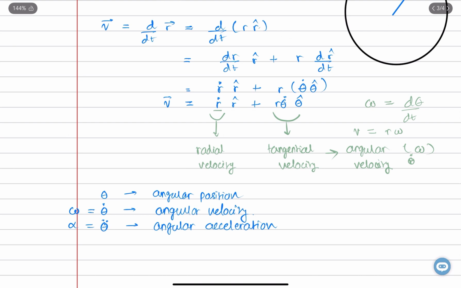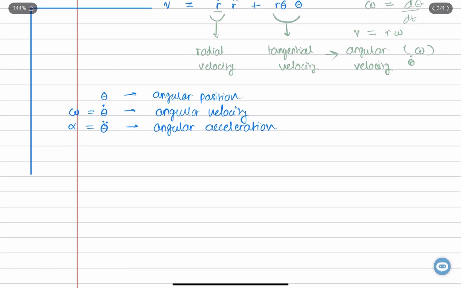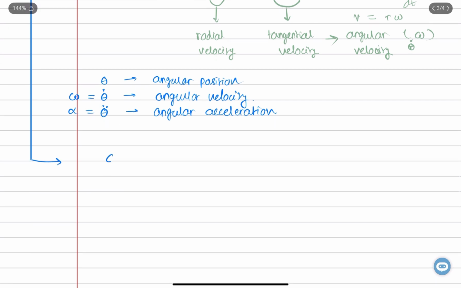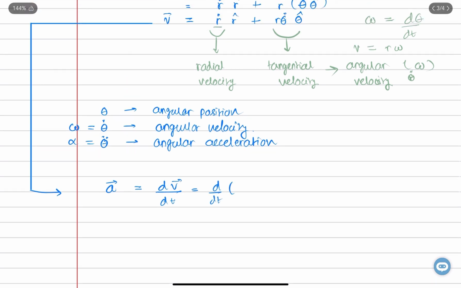But right now, what we have obtained is a complete description of the velocity, right? So what I would like to do is extend this same analysis that we did for the velocity vector towards the acceleration vector, right? The way we are going to do that is we will repeat the same process. So dv/dt, which means d/dt of r dot r hat plus r theta dot times theta cap.